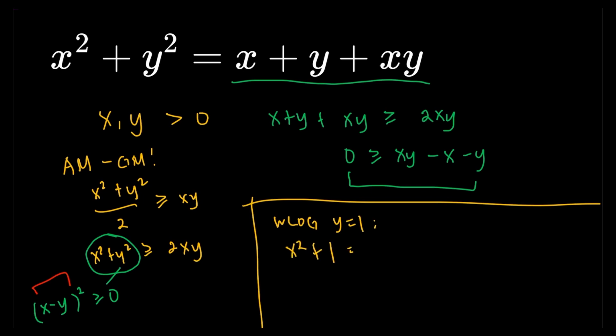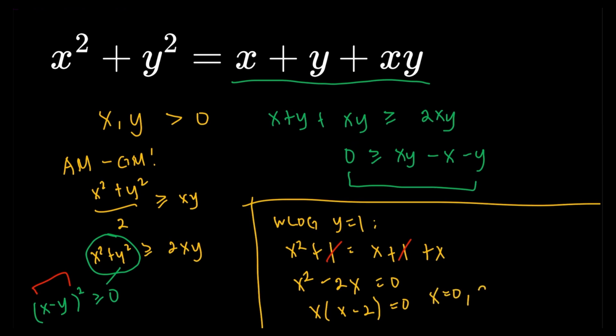So x squared plus 1 is equal to x plus 1 plus x. The 1 cancels out, so x squared equals 2x. So x squared minus 2x is equal to 0. So x times x minus 2 is going to be equal to 0. I'll get x to be 0, or x is equal to 2. Obviously the x equals 0 case is impossible because we're taking x and y to be positive. So I'm going to ignore the x equals 0 case and only have x to be 2.